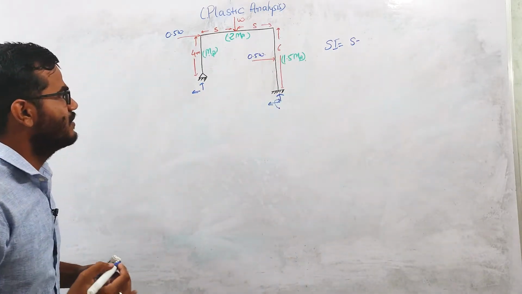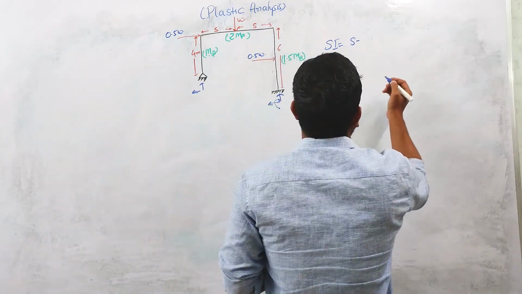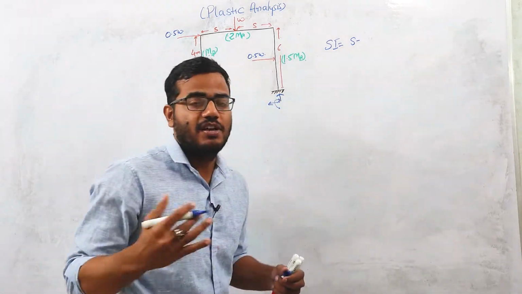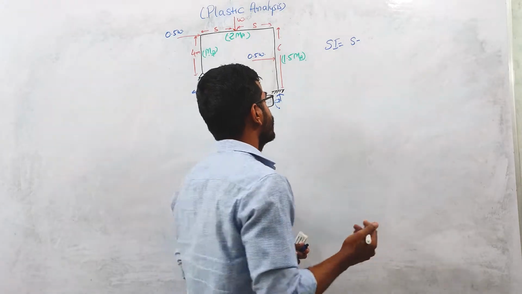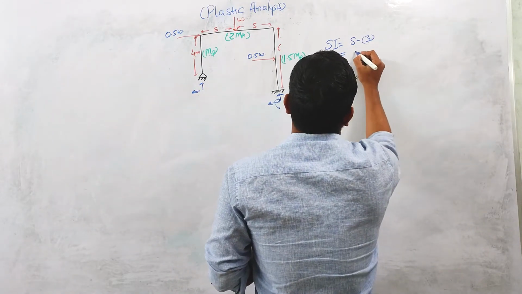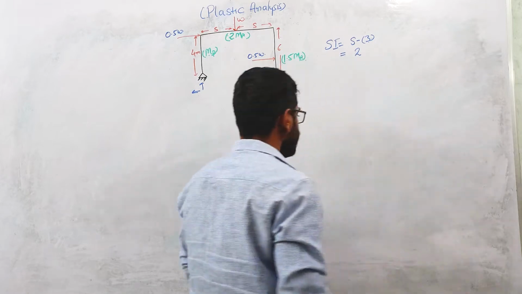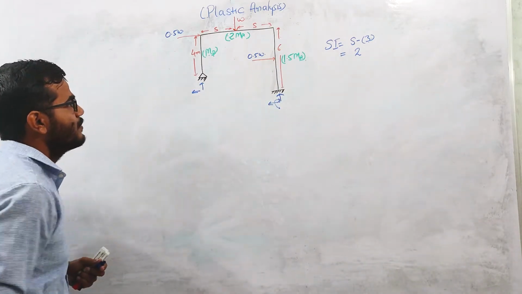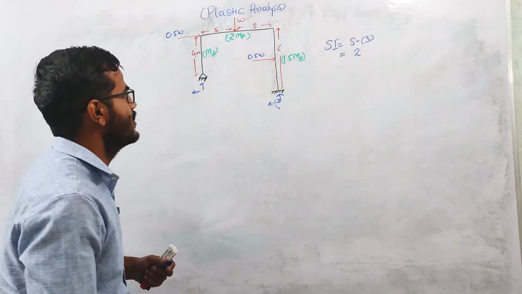And the equilibrium equations are 3. What are the equilibrium equations? Summation Fx equals 0, summation Fy equals 0, and summation M equals 0. So static indeterminacy will be 2. The next step is to calculate the location of plastic hinges.